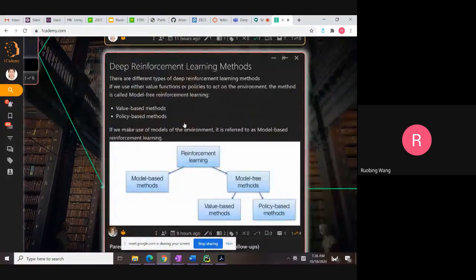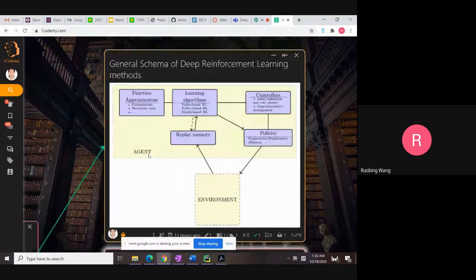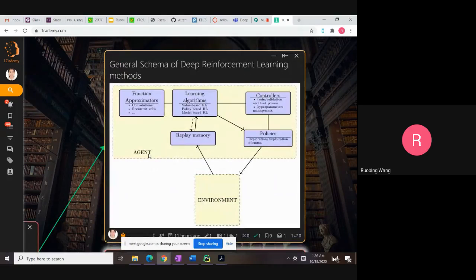We can categorize our deep reinforcement learning methods into basically two categories. If we use either a value function or a policy to act on the environment, the method is called model-free reinforcement learning, this part. And it can be further categorized into two branches. One is a value-based method and another is a policy-based method. And if we make use of models of the environment, it is referred to as model-based reinforcement learning, this part. And this is the general schema of the deep reinforcement learning method.